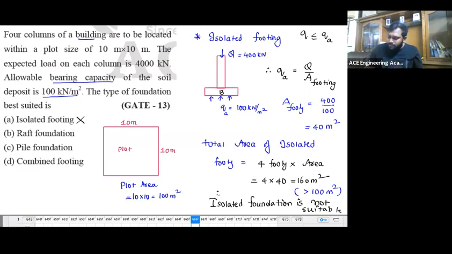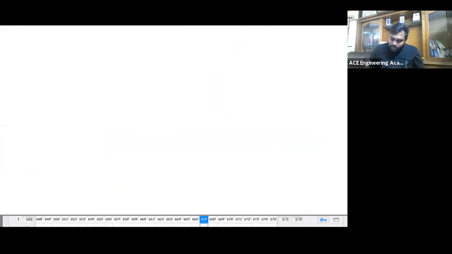Hope you understood now. Sorry, this is 4,000, right? Even I wrote the answer correct, 4,000. Okay, so now let's take a raft footing. Assume raft foundation.